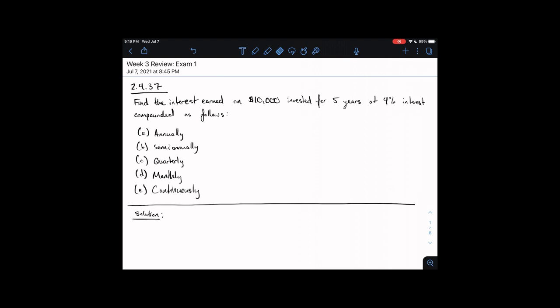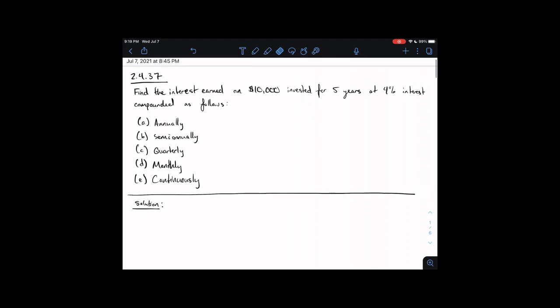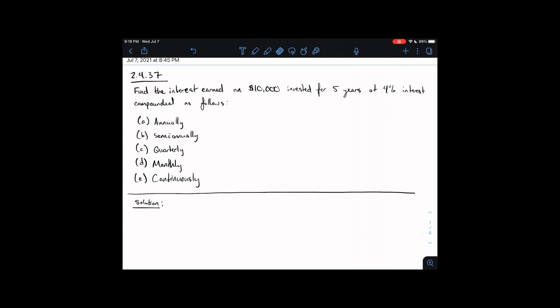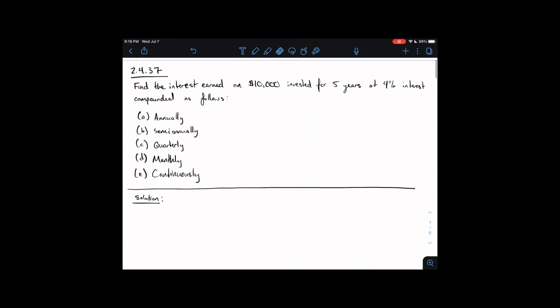All right, let's get started. So section 2.4, problem 37. This is the section, I think, on interest. We were talking about exponential functions and logarithmic functions here. So the question says, find the interest earned on $10,000 invested for 5 years at 4% interest compounded as follows.